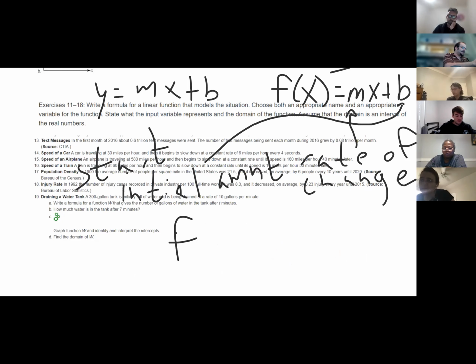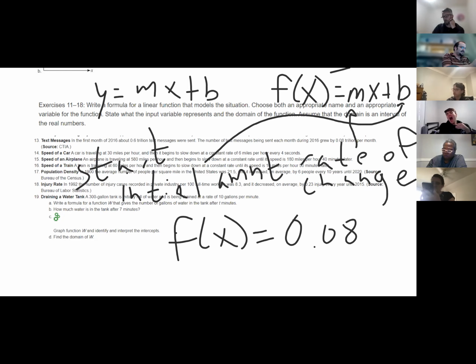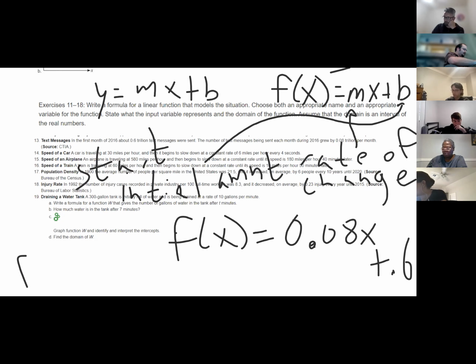So if I want this, f of x equals mx plus b, we talked about the rate of change. It says it's 0.08. And is that positive or negative? I guess that is the next thing you gotta ask yourself. Is it going up or going down? It is going up. But I need a plus 0.6. Is that what it is? Starting amount 0.6 trillion. Yes, 0.6 trillion.